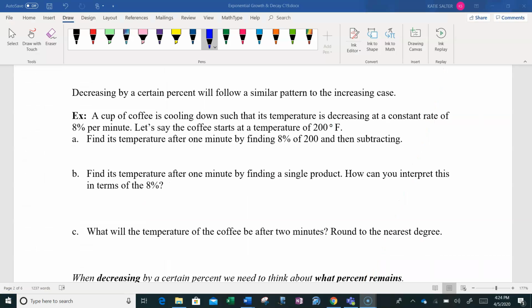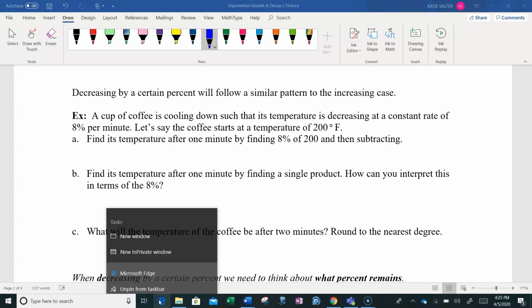All right, let's look at the decreasing case now. Decreasing by a certain percent will follow a similar pattern to the increasing case. A cup of coffee is cooling down such that its temperature is decreasing at a constant rate of 8% per minute. Let's say the coffee starts at a temperature of 200 degrees Fahrenheit. Find its temperature after 1 minute by finding 8% of 200 and then subtracting.